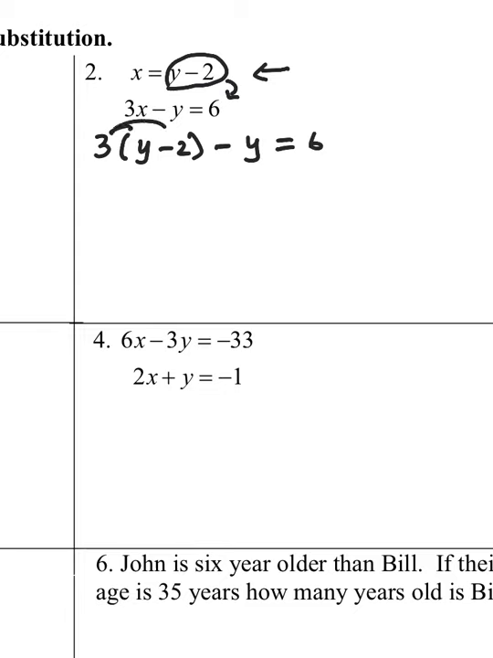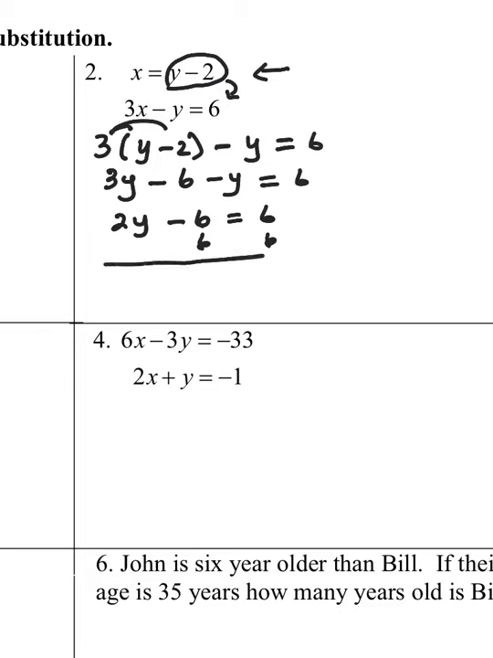We apply the distributive property. 3y minus 3 times 2 gives you 6, minus y equals 6. 3y minus y gives you 2y minus 6 equals 6. You add 6 to both sides. So you have 2y equals 12, because negative 6 plus 6 gives you 0. Divide by 2, so we have y equals 12 divided by 2, which is 6.